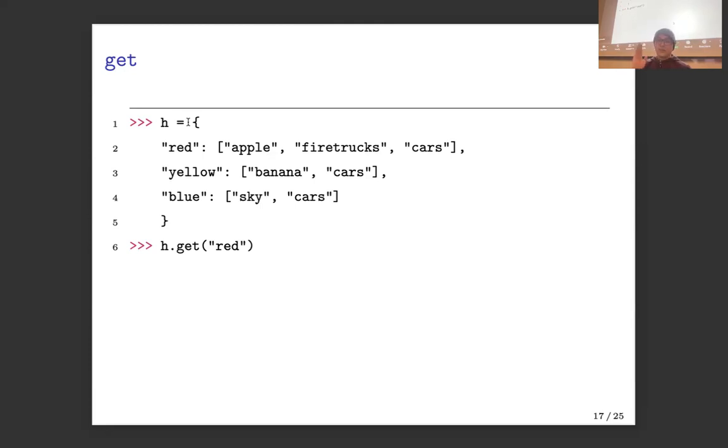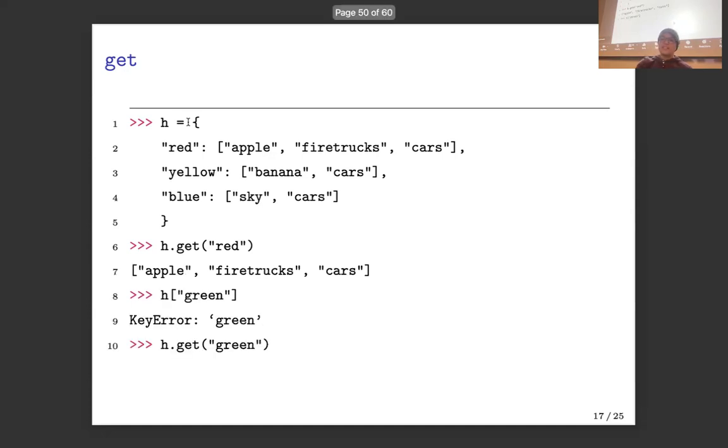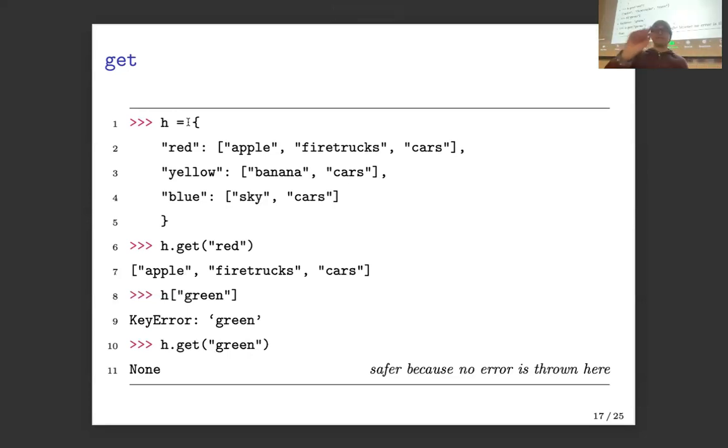So there's this get command. This sort of saves you from key errors. I can say h.get(red), and it will faithfully return the value for that. h of green throws an error, but if I say h.get(green), it's going to return None instead of erroring. And None is better than error. If an error is in your code, your software will stop running. It's done. It's over. If you get None, you can say, oh, it was None, try again. So get is one of your tools for not throwing key errors.